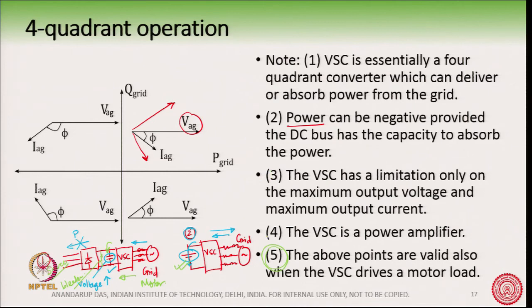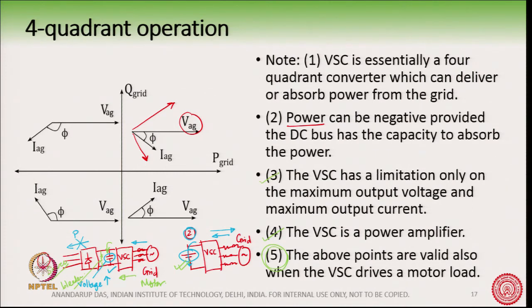Basically, we also see the point number 4, that the VSC is a power amplifier. It amplifies the voltage and current. So, the VSC is a controllable voltage source. Whatever reference you give, it will reproduce it, but with a larger magnitude at the power level. So, it is a power amplifier. This is an important point.